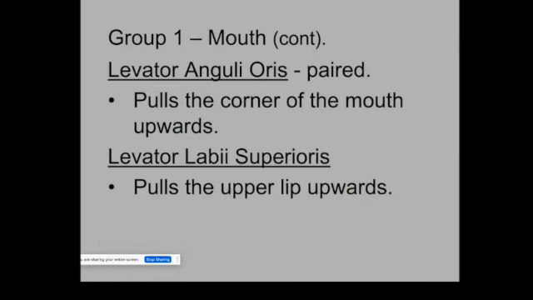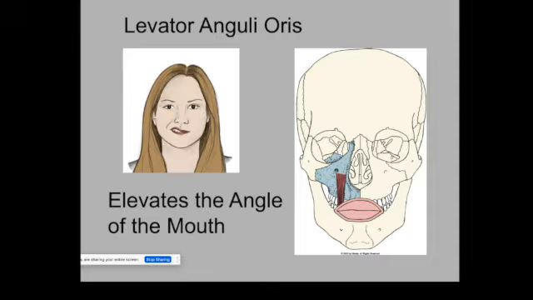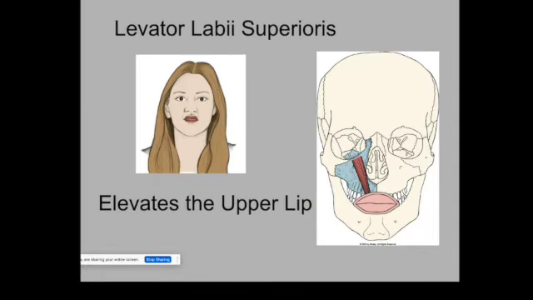Then we have the levator anguli oris, the corner of the mouth, just like we had the depressor. This is the levator anguli oris. And similarly, there is the levator labii superioris, which pulls the upper lip upward. So levator anguli oris elevates the angle of the mouth. That looks like a snarl. And lifting the upper lip up, levator labii superioris.